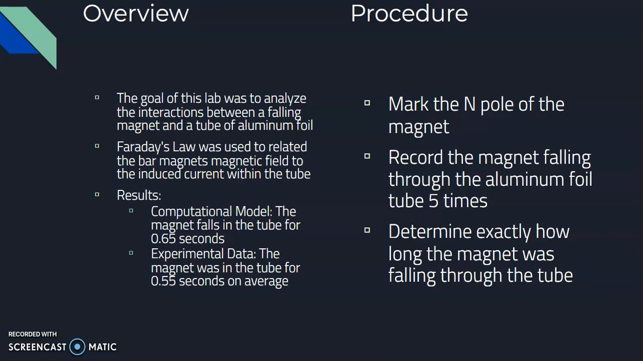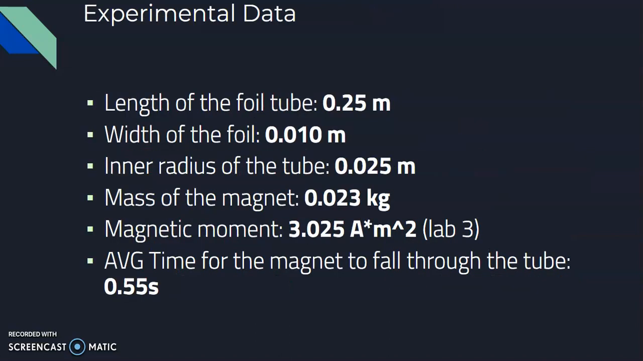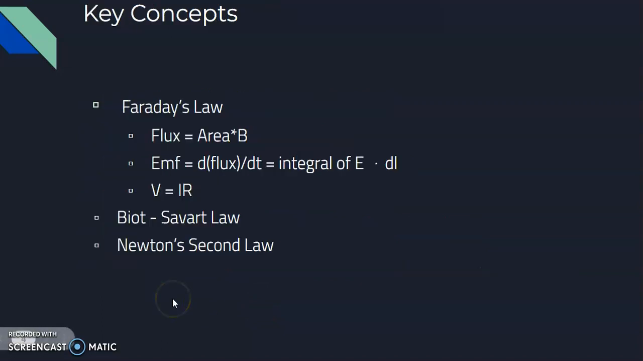For the procedure, I just marked the north pole of the magnet, recorded 5 trials, and determined how long the magnet was falling through. So as you can see, this is all the experimental data, as well as the average time for the magnet, which was 0.55.